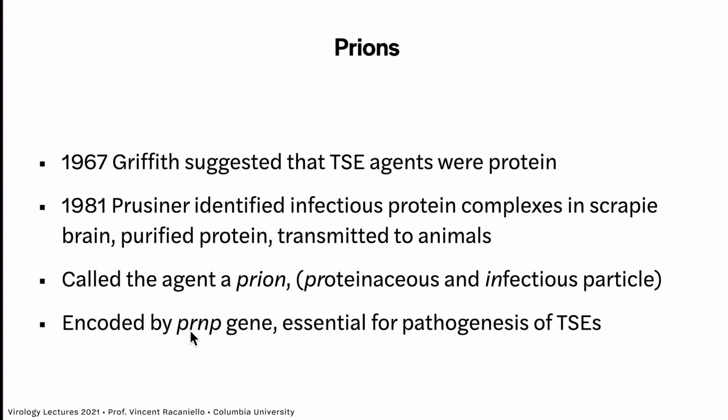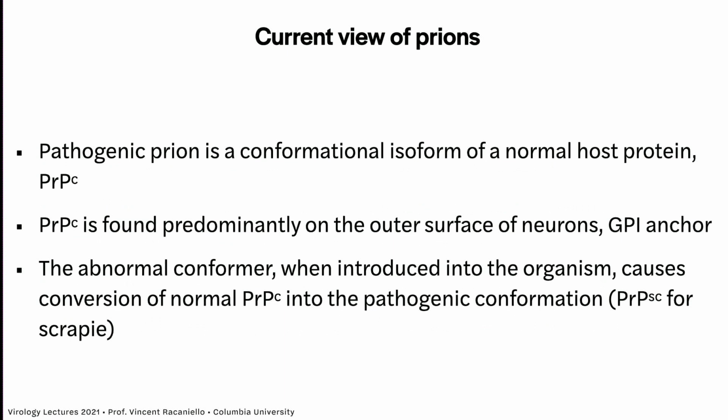So this is the protein that causes the disease. It is encoded by a gene that's been called the prion gene, PRNP, and it's essential for the pathogenesis of these TSEs. So what we understand now is that the pathogenic prion is a conformational isoform of a normal host protein. So the normal protein is called prion protein C, for cellular. This protein is on the outer surface of neurons. It's put there by a GPI anchor.